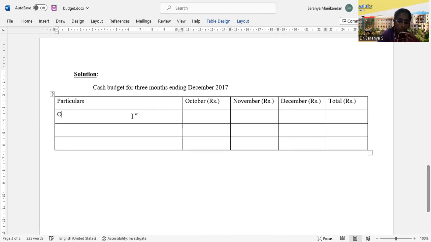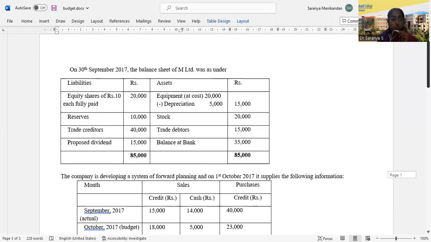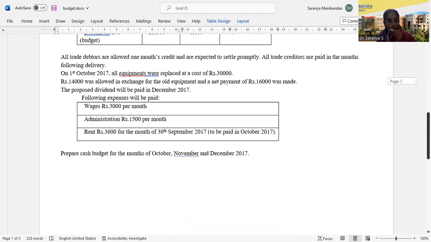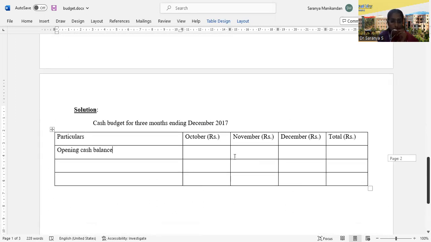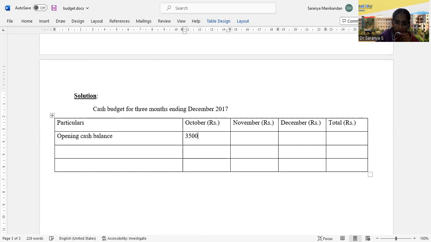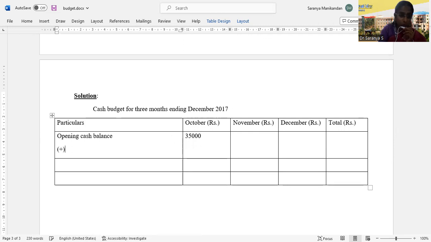So always our starting point is opening cash balance. So we'll write opening cash balance. The opening cash balance is not directly given in the question for the month of October 2017. But we have the balance sheet of September month. In that asset side, we have bank balance as 35,000. So September month closing bank balance will become the opening bank balance of the month October. So for October month, we are recording it as 35,000. So in this, we have to add all the receipts.